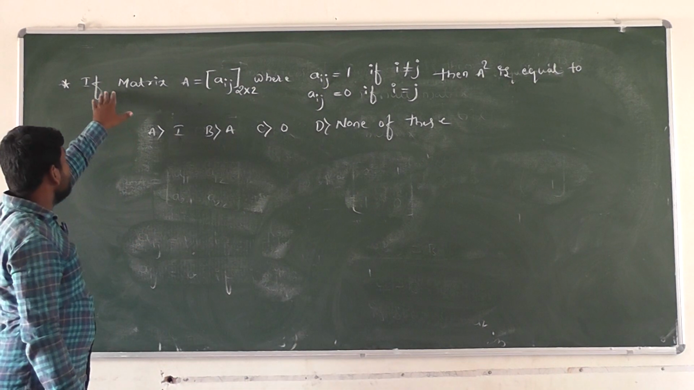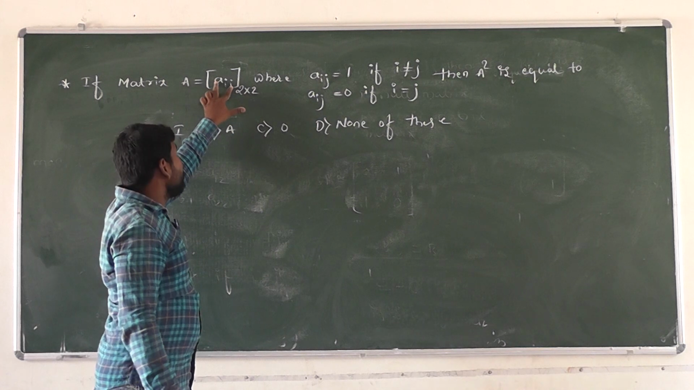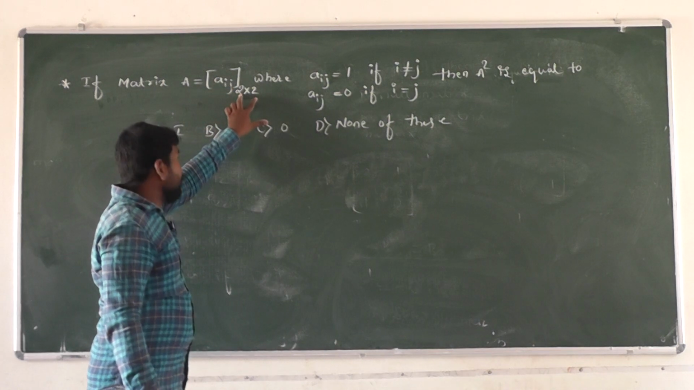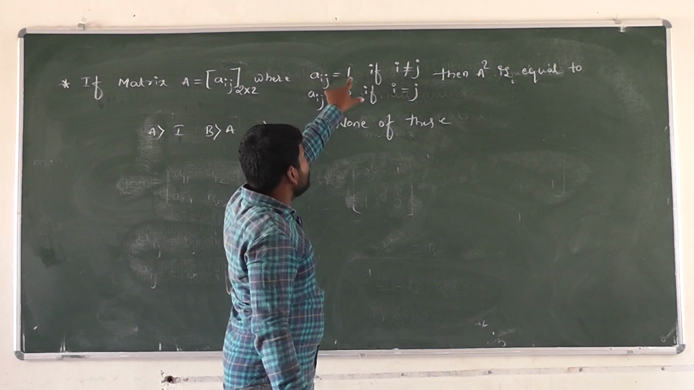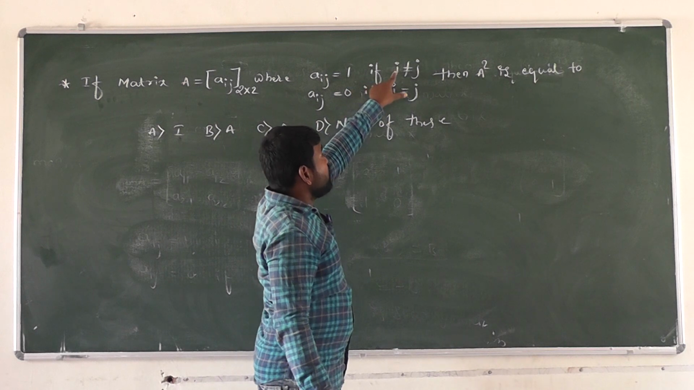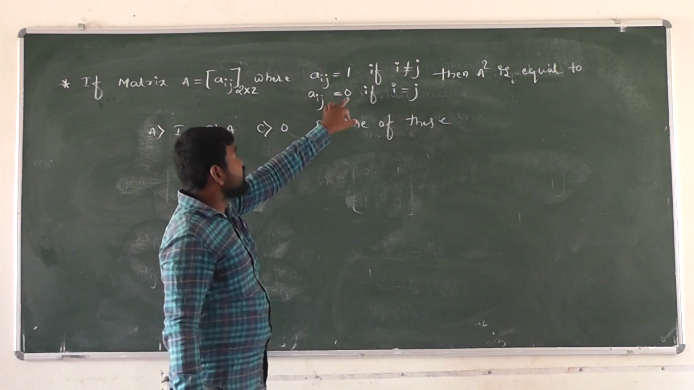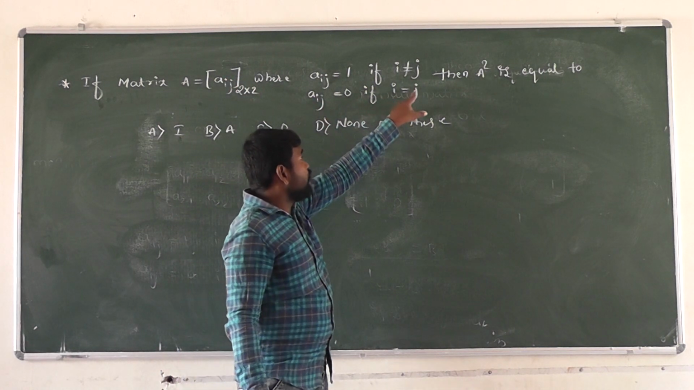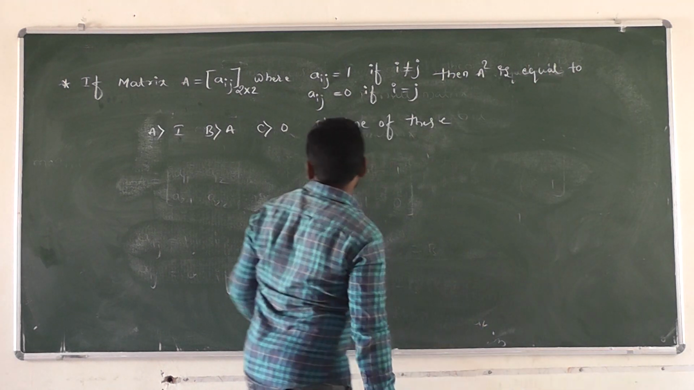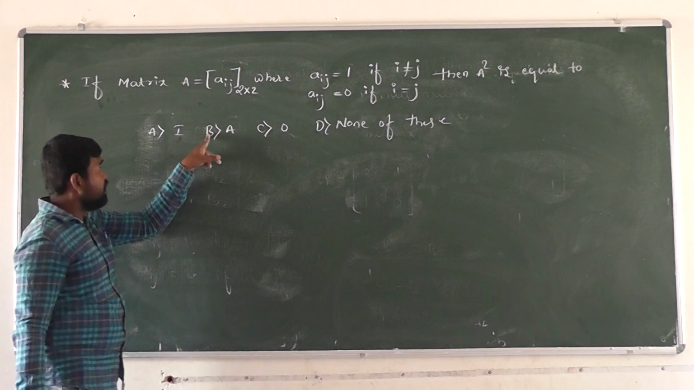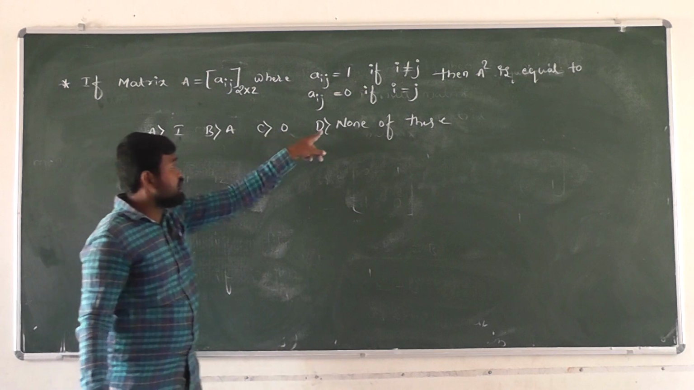Next question. If matrix A is given with ith row jth column element, of 2 cross 2 order, where Aij is the ith row jth column element, equal to 1 if the row number is not equal to the column number, and 0 if the row number is equal to the column number, then A square is equal to what? Option A is identity matrix, B is the given matrix A, C is the 0 matrix, and D is none of these.